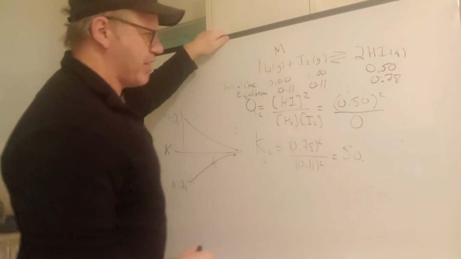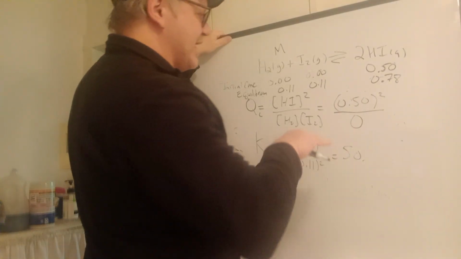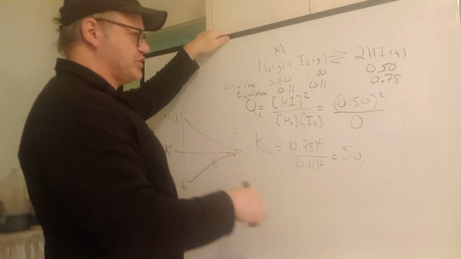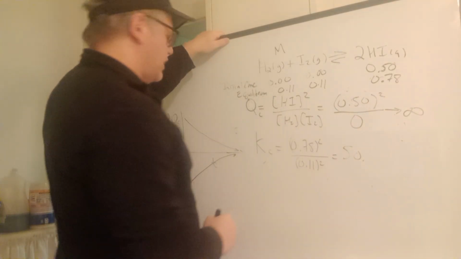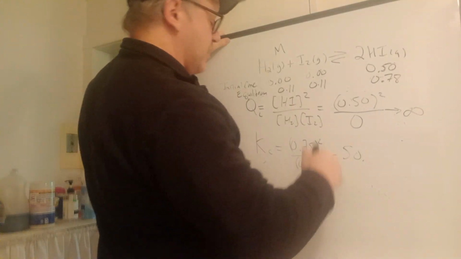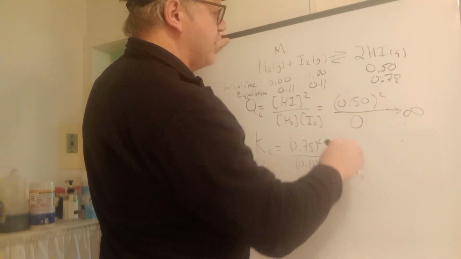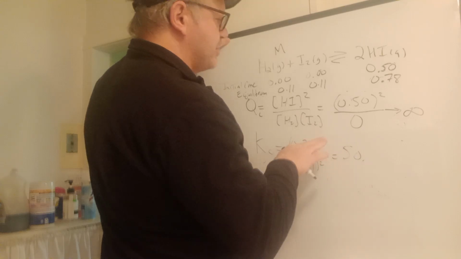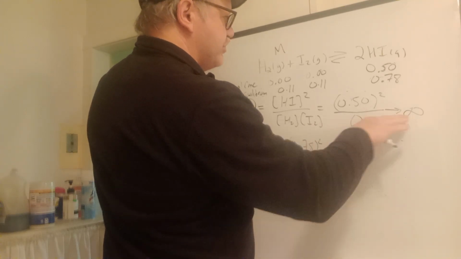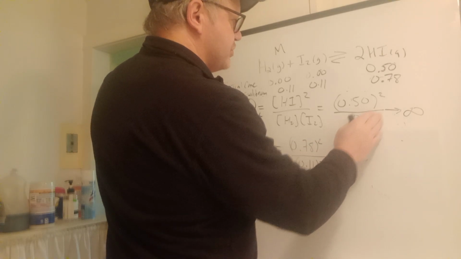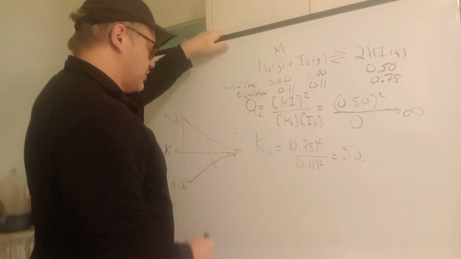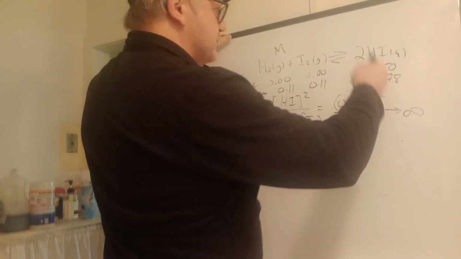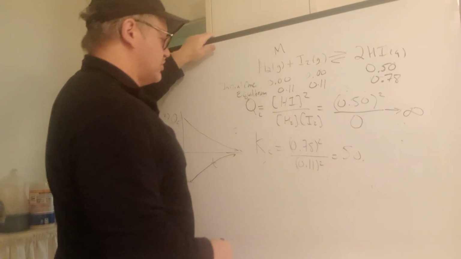Now that's undefined mathematically, but you can think of it in the limit as it approaches 0, this is exploding up towards infinity. This is practical math. It's undefined, but you can picture that as you approach 0, the denominator becomes smaller and smaller, and this goes to infinity. That's a case we can prepare in the lab as well. We can put some HI in there and let it establish equilibrium.